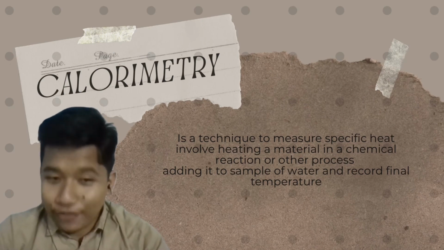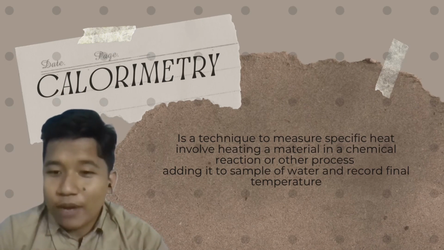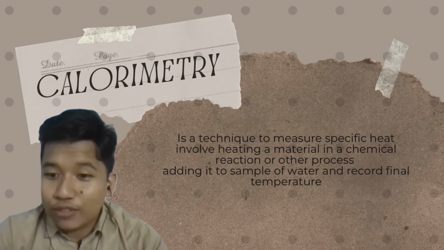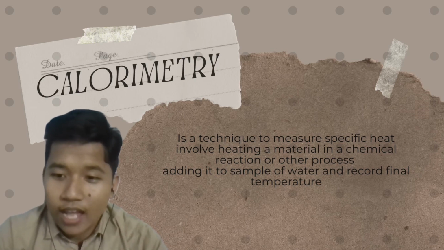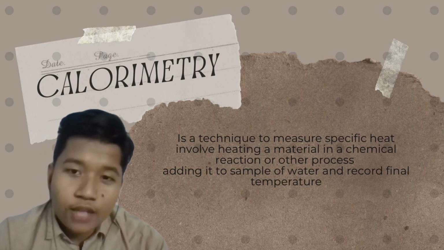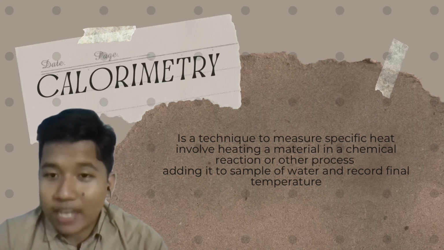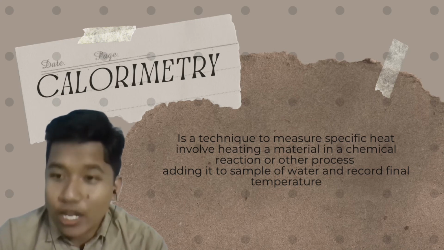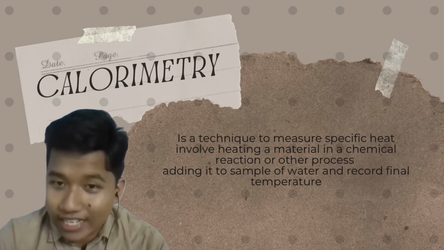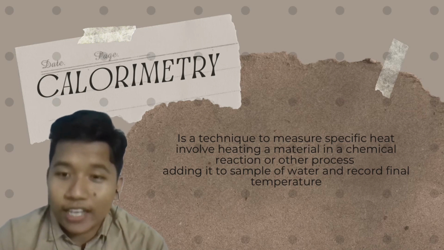So for my part, I'm going to talk about calorimetry. Before we go further, calorimetry is a technique to measure specific heat, which involves heating a material in a chemical reaction or other process by adding it to a sample of water and recording its final temperature. To explain it briefly and simply, calorimetry is the process of measuring the amount of heat released or absorbed during a chemical reaction.